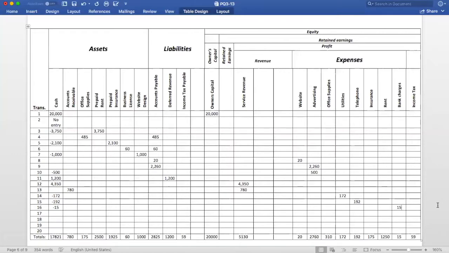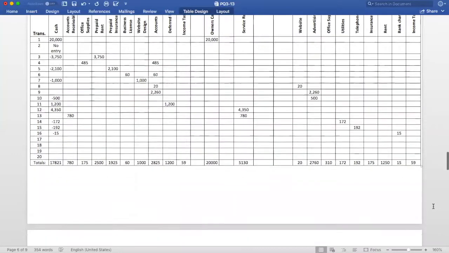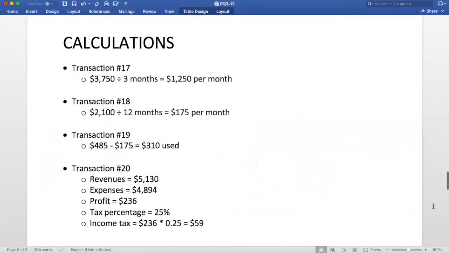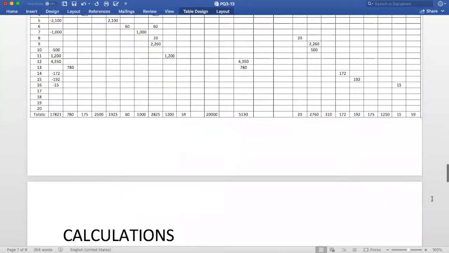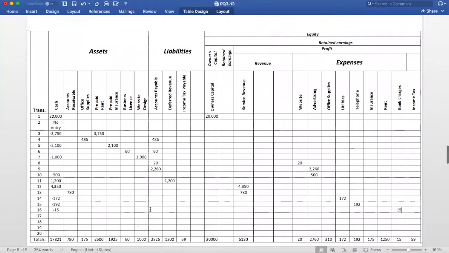Number 17, you use up 1 month of rent. So this relates back to transaction number 3 above. To find the amount of 1 month's rent, we can divide 3,750 by 3, which equals 1,250. Prepaid rent will decrease by 1,250, and rent expense will increase by the same amount.